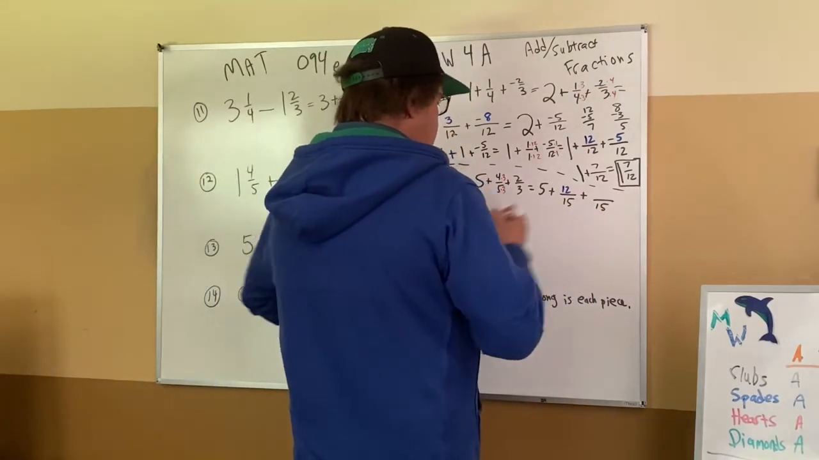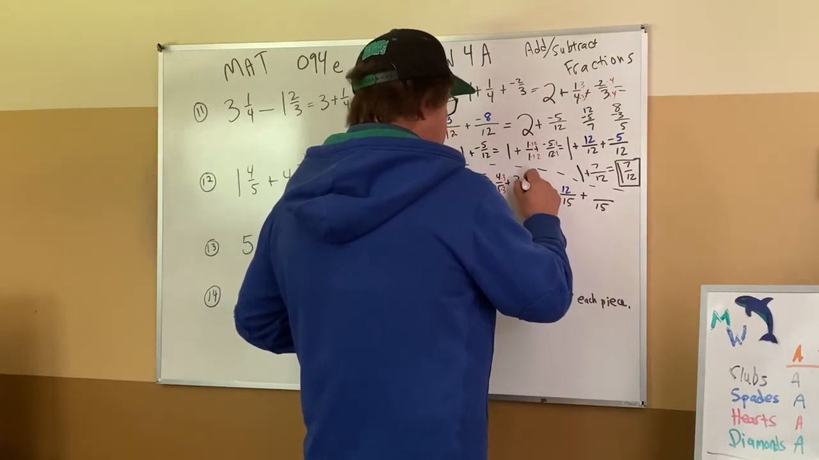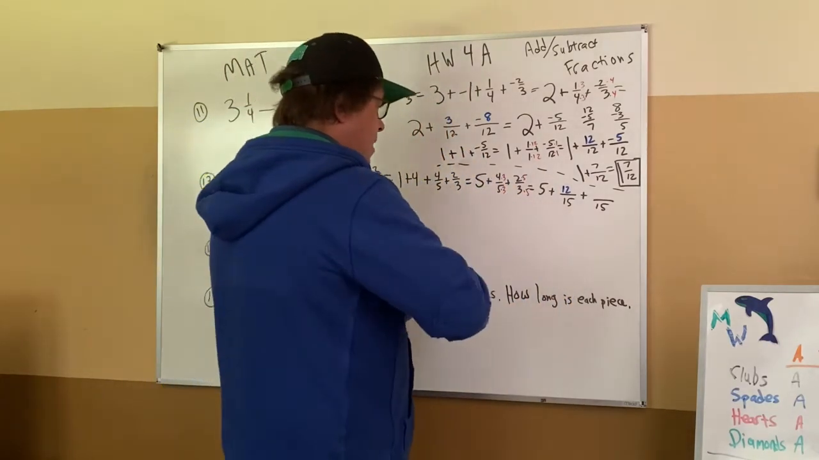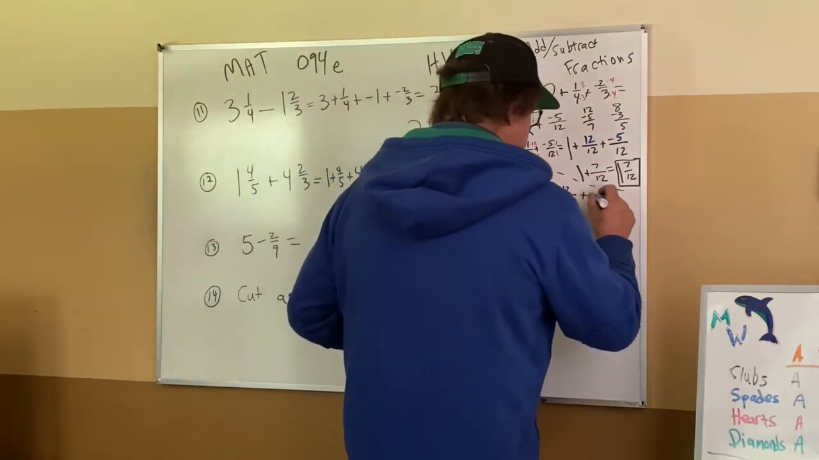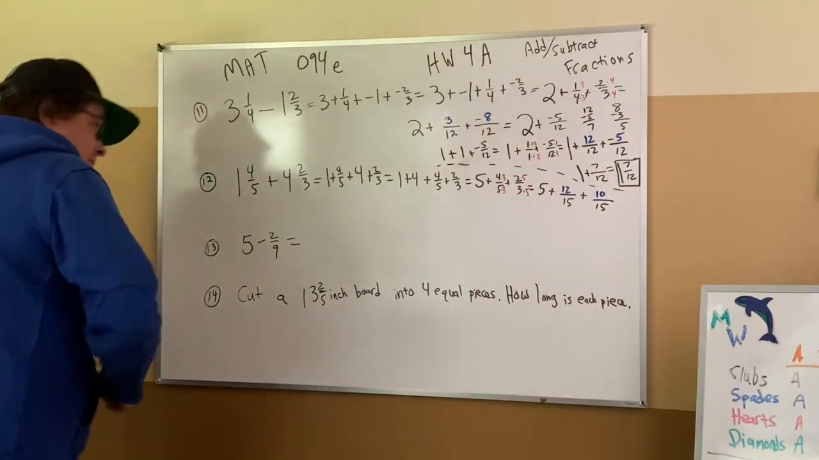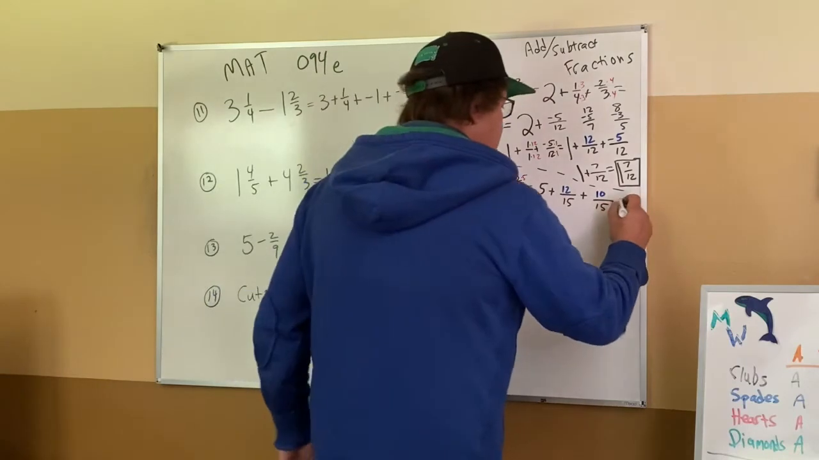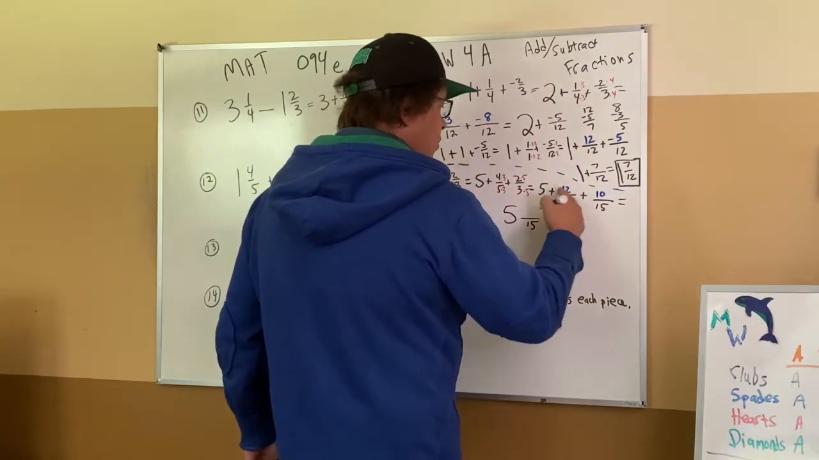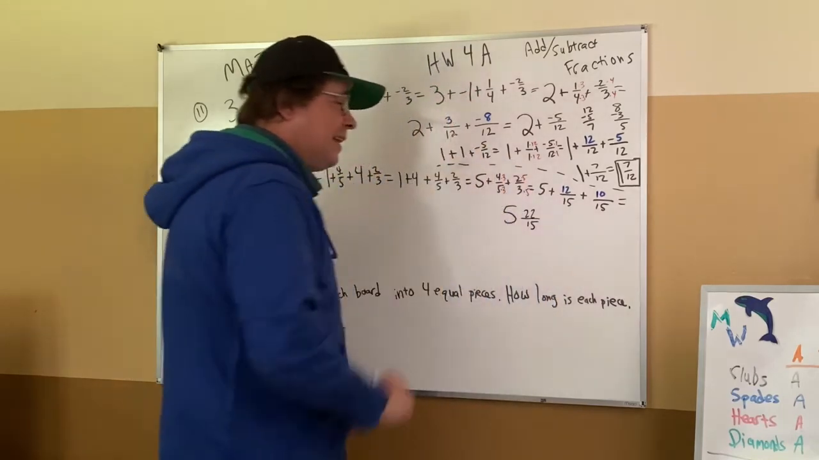15 divided by 3, that's a 5. So my old 2/3 has a 15 in its denominator. It needs 2 times 5 to get me 10 as its numerator. Now the 15s are going to stay. The big 5 is going to stay. We're going to add 12 and 10. Big 5, 15. 12 plus 10 is 22. I can't keep that.